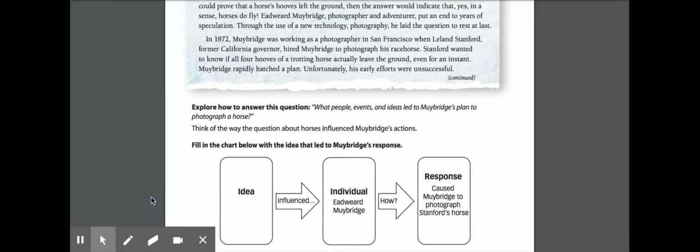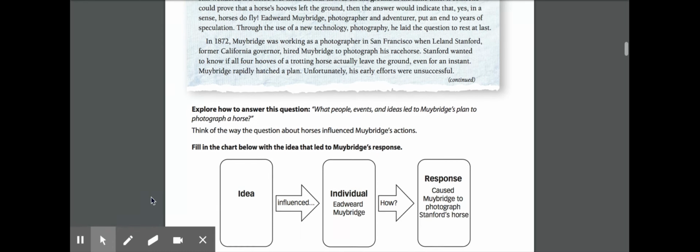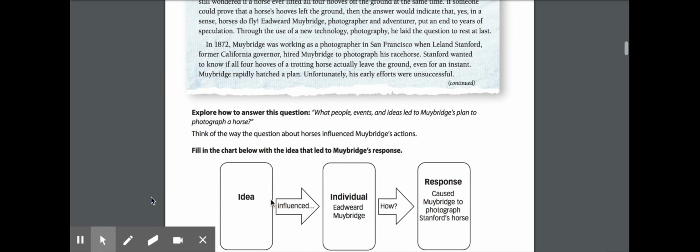So if we look down at the chart, which helps us organize the ideas, the person, and what actually happened, we see that we don't have the idea. We have to come up with that. So something influenced Edward Muybridge to what? Caused Muybridge to photograph Stanford's horse. What caused him to do that? So we have the person and we have the how. Now we need the idea.